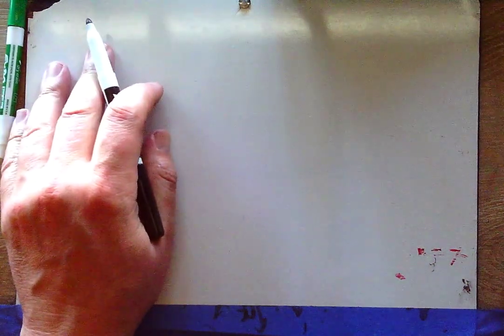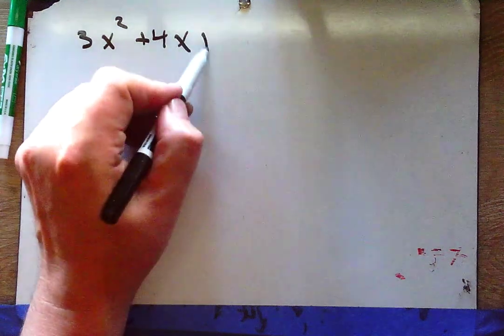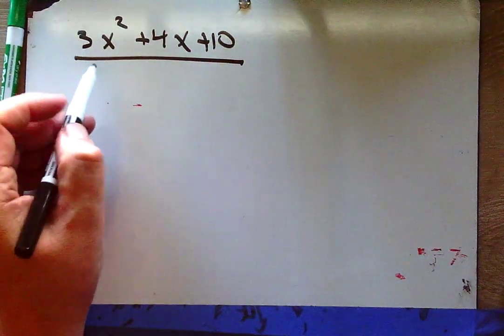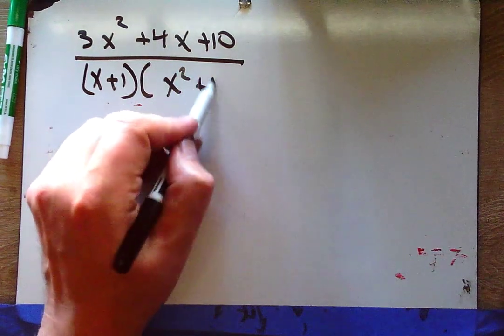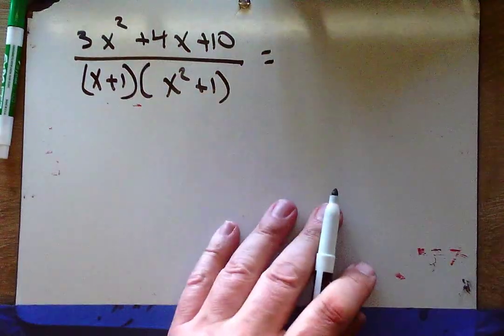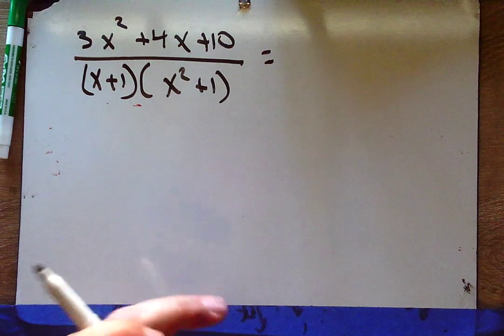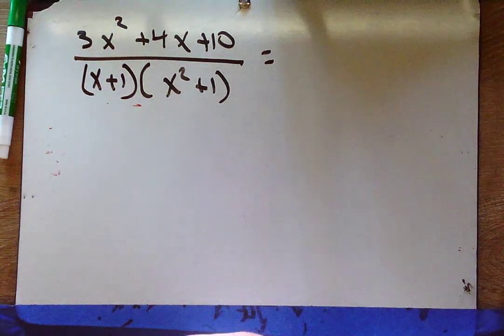Okay, so will you do the setup? Don't solve for a, b, and c. Will you do the setup for 3x squared plus 4x plus 10 over x plus 1, x squared plus 1. Okay, pause the video, do the setup, come back when you're done.